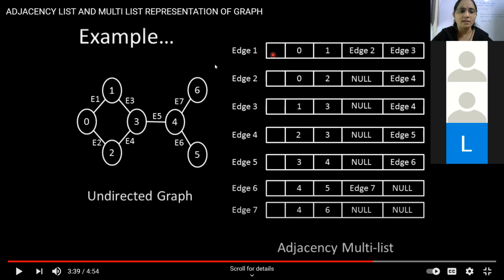See, for the edge 1, this is E1. For edge 1, the first vertex is 0 and the second vertex is 1. So that's why here 0 and 1. Now, the fourth field is the connection with the first vertex. So you check for the fourth field: the first vertex is the 0 vertex. Now you check which edge is incident on it.